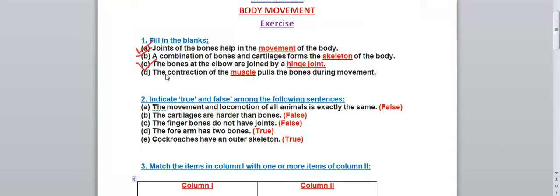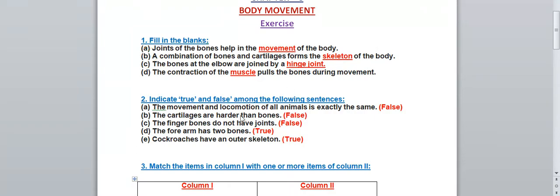Remember that one. Next question, the contraction of the dash pulls the bones during movement. When we used to move from one place to another place, what happens in our muscles? Some contractions are there. So we have to write over there contraction of the muscles. The muscles contract and relax. Because of that, we can move from one place to other place. Okay, so these are the fill in the blanks given in your textbook.